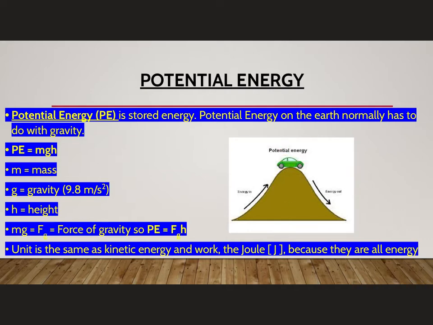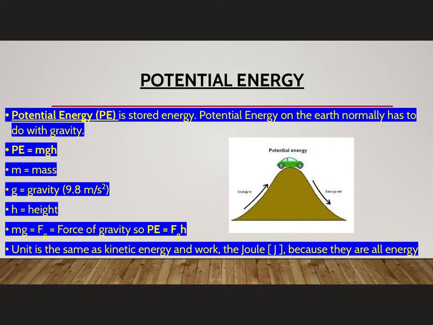Sometimes you will see this formula written where they go ahead and multiply mass times gravity. That gives you the force of gravity, if you remember that from the force unit. So sometimes you can see this written as potential energy is equal to the force of gravity times height, but it's the same thing as that right there.